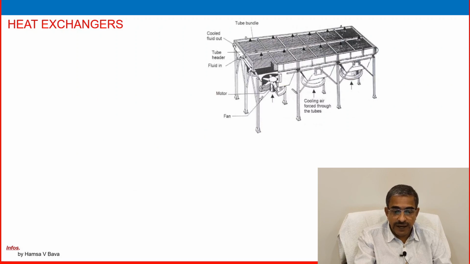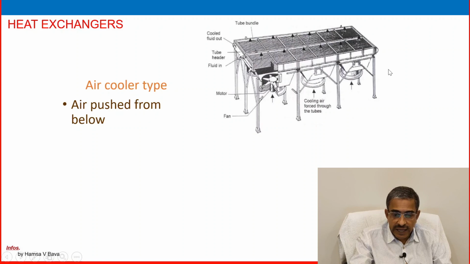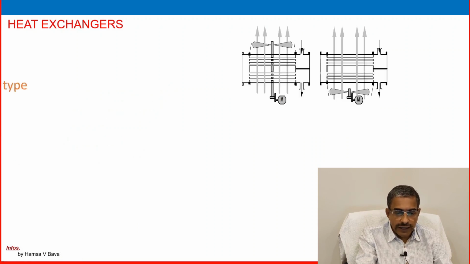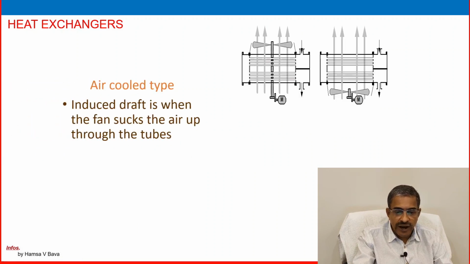So this is a typical picture. Air cooled type, with air pushed from below. Here the fan is on the bottom side and the fin is up, and the hydrocarbon fluid is passing through here for cooling. The fluid that needs to be cooled passes through in this way. Tubes are there in between. The air is pushed from bottom to up, that is the concept. The tubes are cooled as the air passes over.